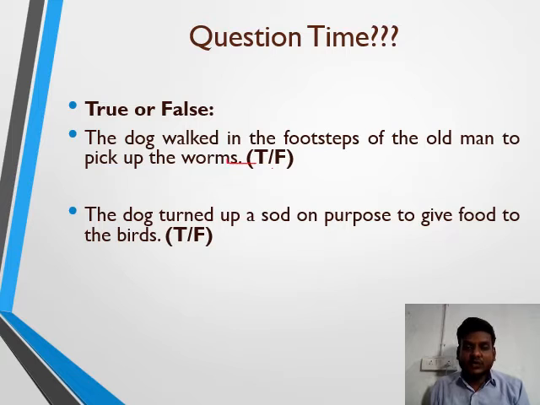Here is the true statement. Okay, student? The dog turned up the sword for the purpose of feeding the bird. Is it true or false? It is false. Why false? Because the old man turned the soil on purpose of giving food to birds. Okay? I hope it is clear to you.